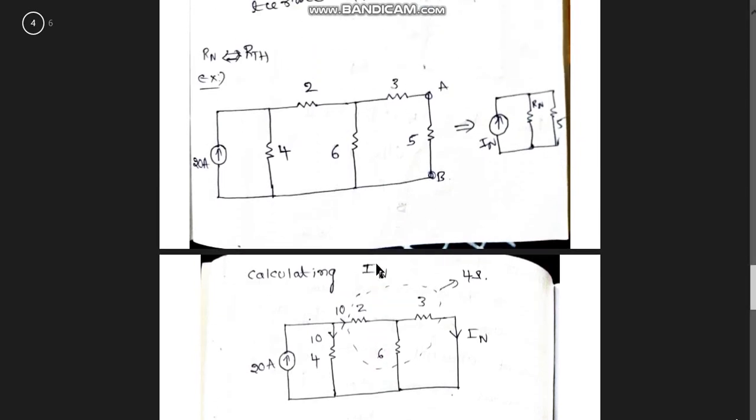In your viva, I will ask: state Thevenin's theorem, state Norton's theorem, simple definitions I will ask. Be prepared for that.